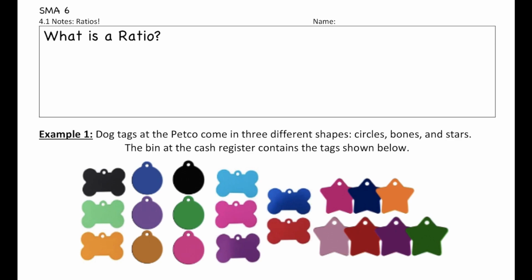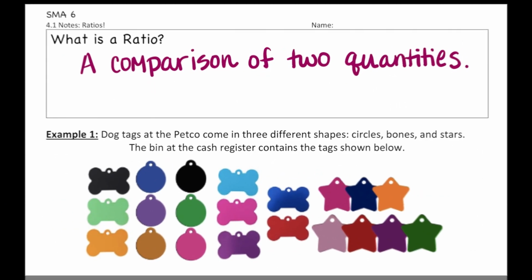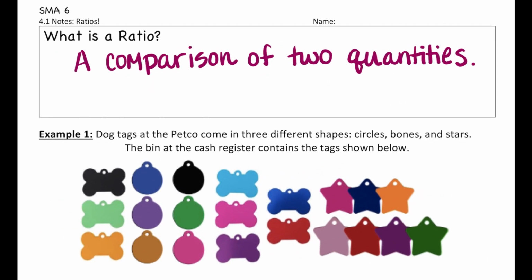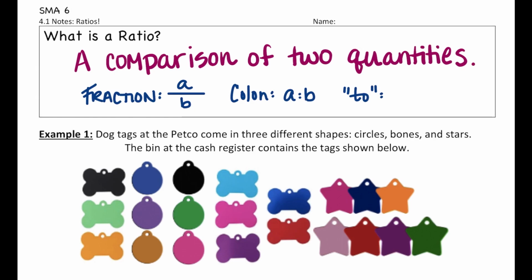So let's start with the leading question. What is a ratio? A ratio is a comparison of two quantities, or sometimes we say how two quantities are related to each other. Now, a ratio can be represented in three different ways. We can represent ratios as fractions. This could be like quantity A compared to quantity B. Using a colon, quantity A to quantity B, or using the word to, quantity A to quantity B.